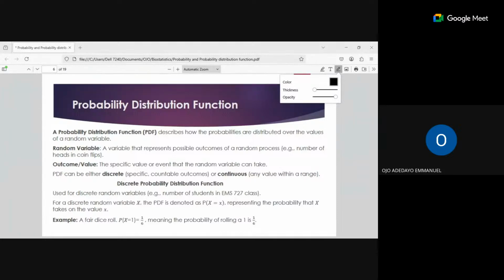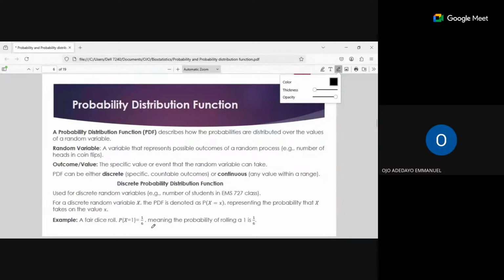As I was saying, the model of probability distribution function is the Bernoulli, which is just a single trial but two outcomes, and then furthermore is the binomial distribution, which is n trials of Bernoulli distribution, where n must be greater than 1.